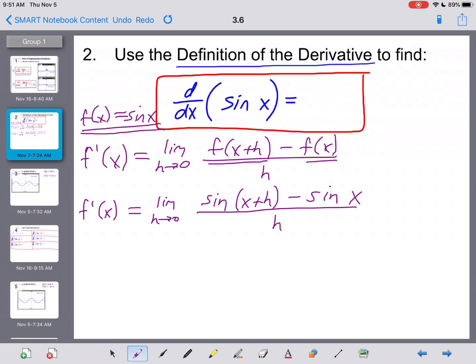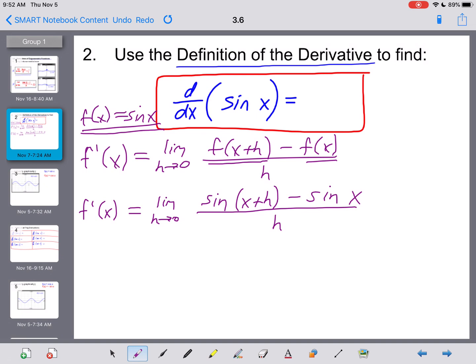We should always be thinking about plug and chug, but sure enough, if the h actually becomes 0, you get sine of x minus sine of x, which is actually 0, all over 0, and 0 over 0 is an indeterminate form, and that doesn't work. So what we now need to do is really the same as what we were trying to do before, guys, with polynomials. The problematic factor in the denominator, which is h, needs to be eliminated in order for us to be able to do plug and chug.